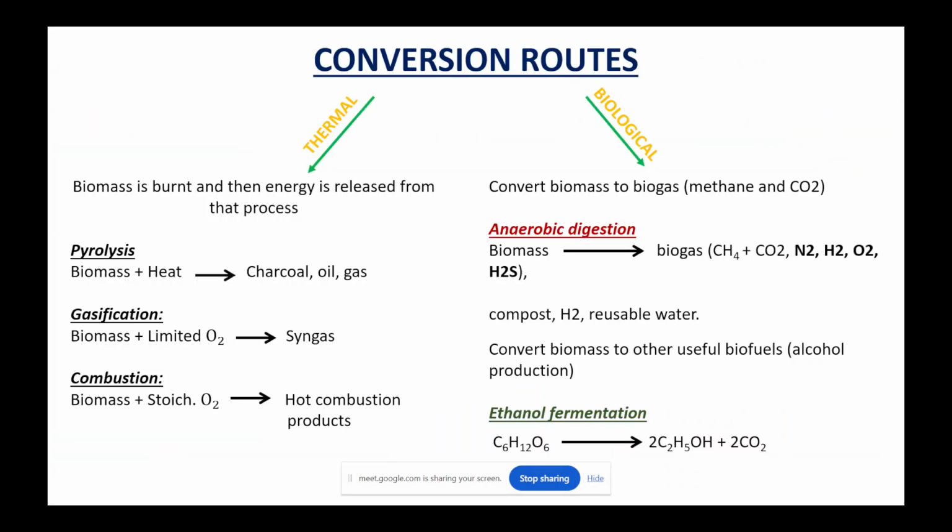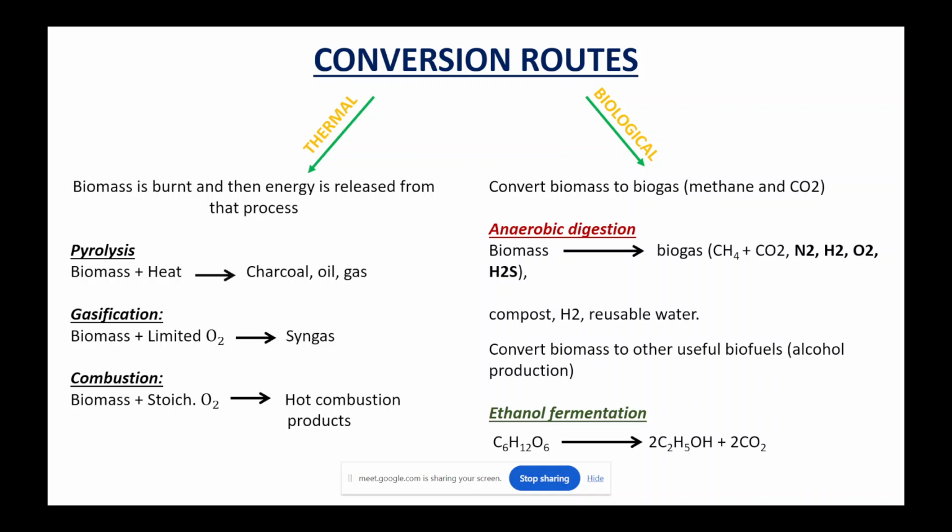In case of anaerobic, it is absence of oxygen, and in case of aerobic, it is in the presence of oxygen. So if you carry out the entire process in the presence of oxygen, it's called aerobic. Absence of oxygen, it's called anaerobic. So you do this biomass to biogas conversion, and whatever residue is left after the digestion process is often used as compost or fertilizer. So that compost is used as a fertilizer for the plant. Then you also get hydrogen gas as well as reusable water.